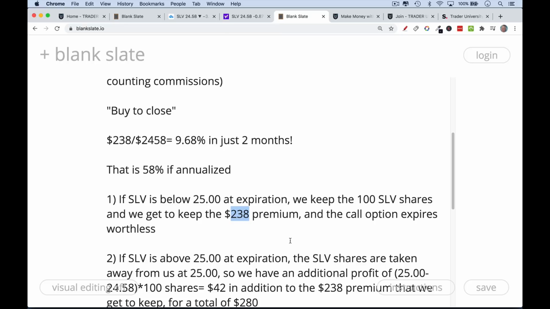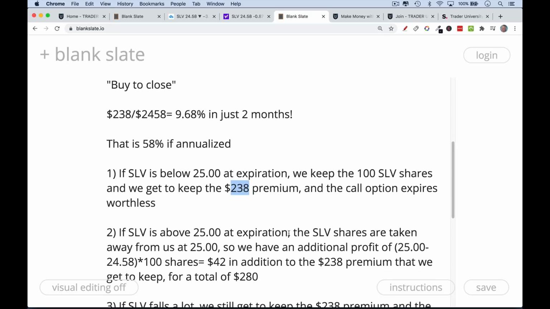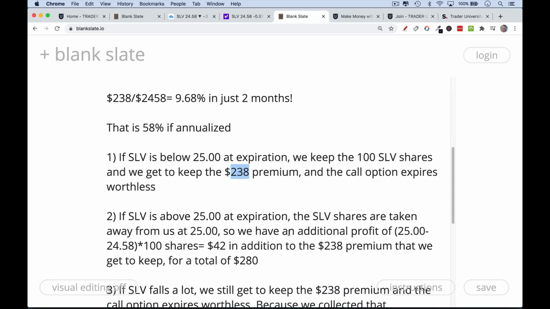This is if the call option expires out of the money. In other words, this is a 25 call option, and if SLV is below that at expiration, then we keep the shares and we keep the premium, and the call option just goes away. It disappears from our account. And when we check our account the following Monday, I guess it would be October 19th, after expiration, we will see that that call option has disappeared from the account.